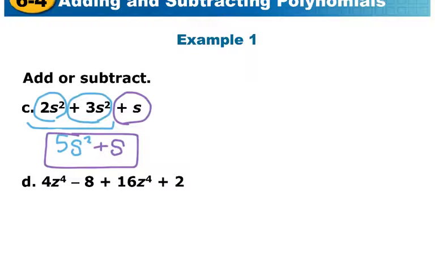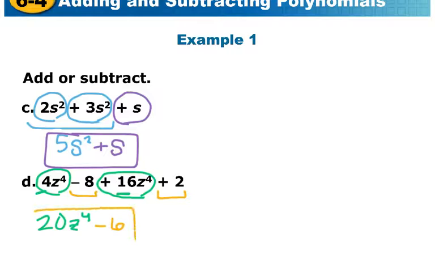Alright, then we move on to, let's see, power of 4 is the highest here. So combining those together, we'll have 20z to the 4th. Again, the only thing that changes is the 4 and the 16, and not the power of the variable. And then our second piece of -8 and +2 is going to make -6.